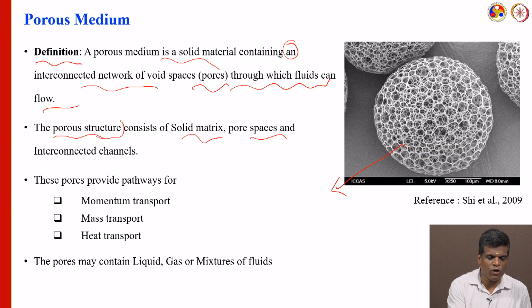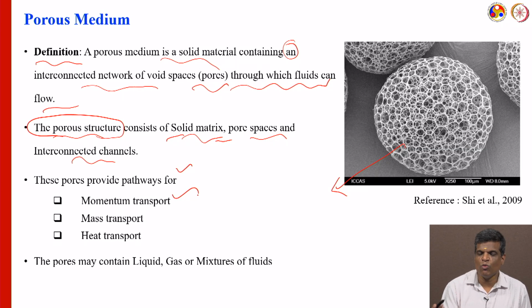Whatever the porous structure, it consists of three parts: the solid matrix, the pore spaces, and the interconnected channels. These pores provide the pathway for movement and transport. For momentum transport, the driving force is the velocity gradient. For mass transport, the driving force is concentration; wherever there is a concentration difference, transfer takes place through the pores.